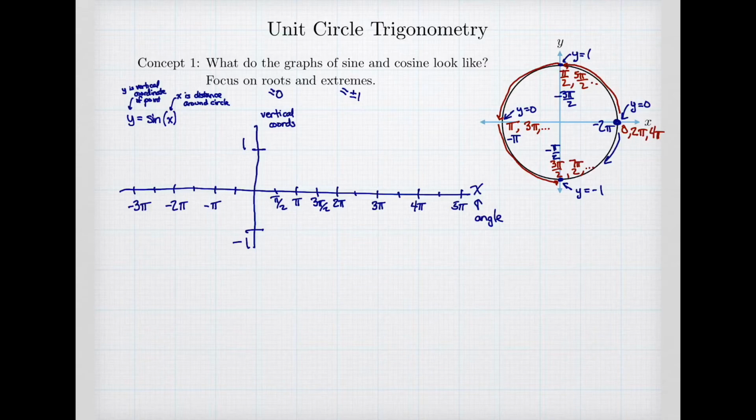As I travel around the circle, when I was at 0, my vertical coordinate was 0. At pi over 2, I was at a maximum, then 0, then minus 1, and I just repeat this pattern over and over again. And I get a nice sinusoidal curve. That's the name of this shape.